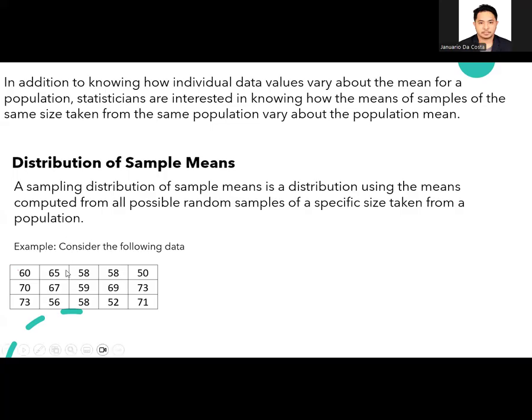This is a total population that is not millions, not hundreds of millions, yeah? Imagine these are all our population.